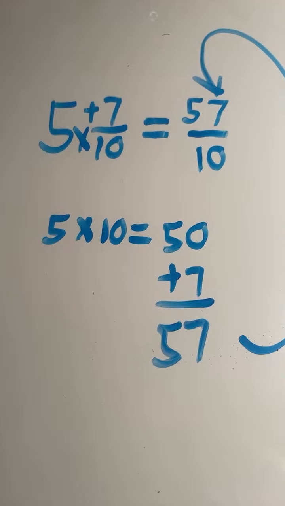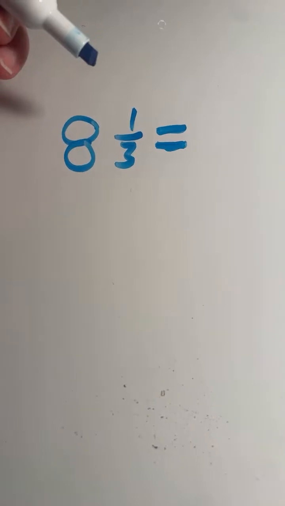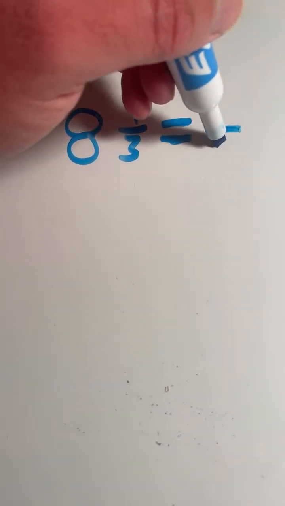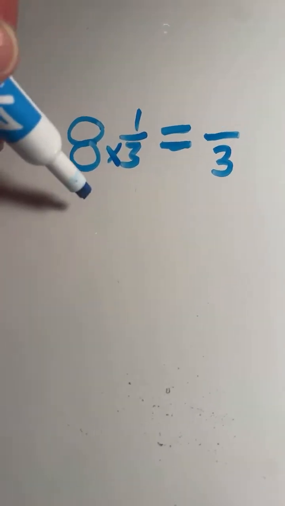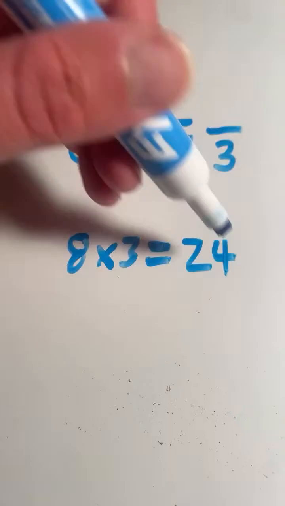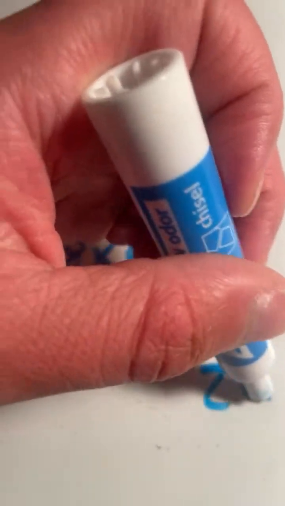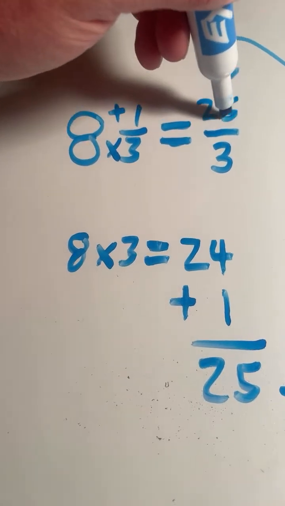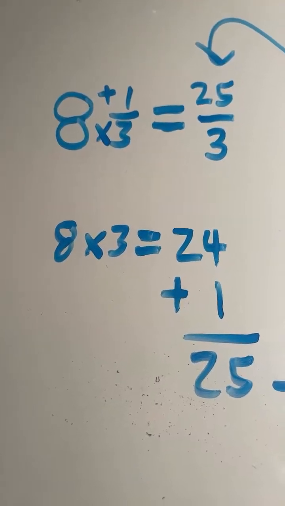All right, going to do a few more examples. 8 and 1/3. So we copy over our denominator. And then step 1, we multiply our whole number and our denominator. 8 times 3 equals 24. Step 2, we add our numerator. 24 plus 1 equals 25. So 25 will be our numerator for the improper fraction. So 8 1/3, when converted into an improper fraction, equals 25 thirds.